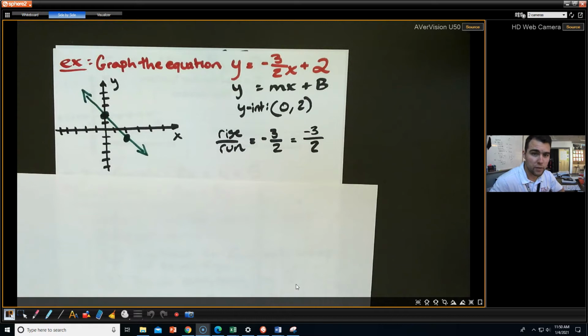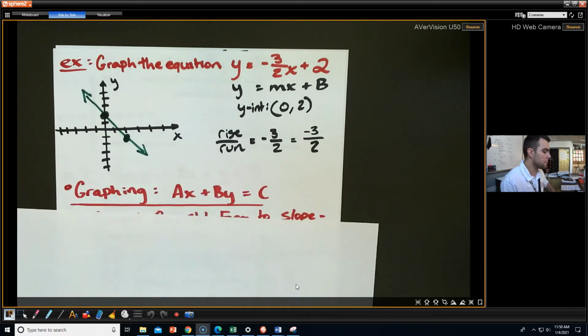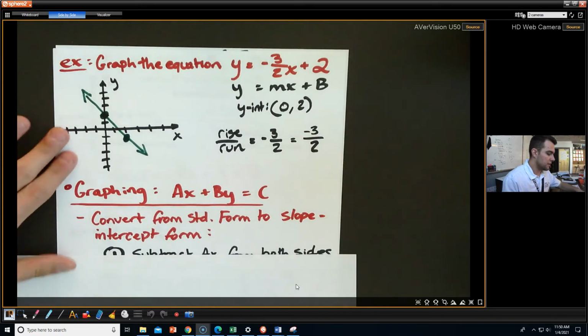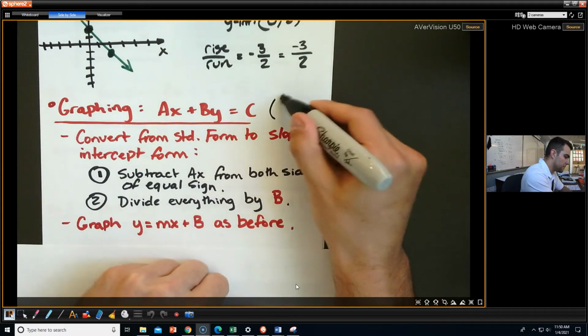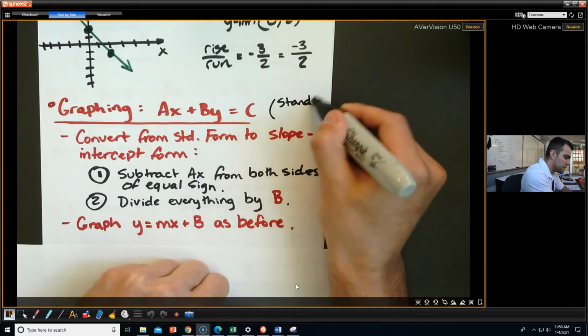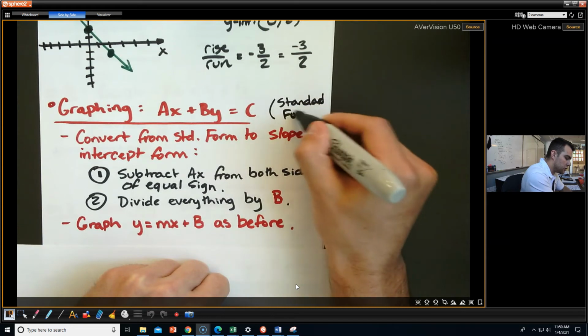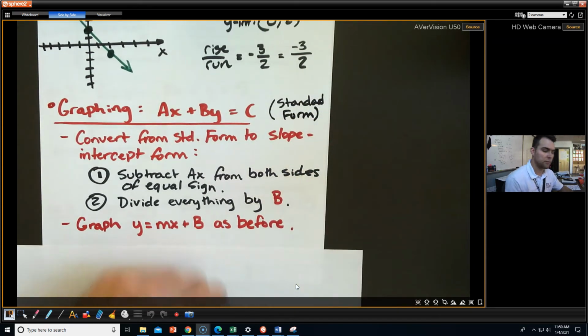Okay. I want us to focus a little bit more on standard form. We didn't get a whole lot of practice with that, so I think we should get a little bit more. Now, when graphing this, what I would do right off the bat is convert this, which once again is called your standard form, back into slope-intercept form, right? Turn it back into y equals mx plus b. We could do that in two easy steps.